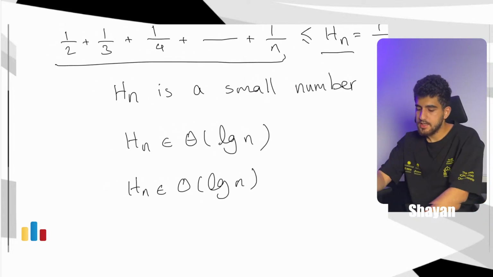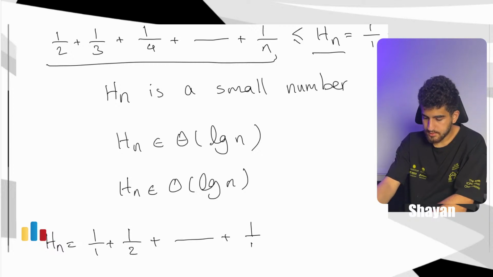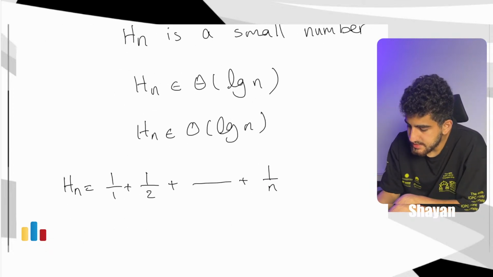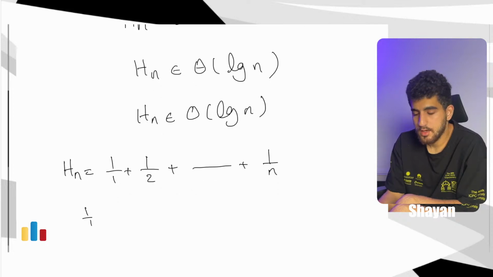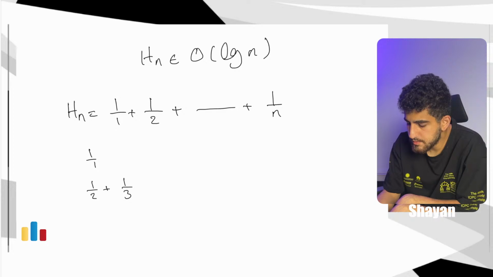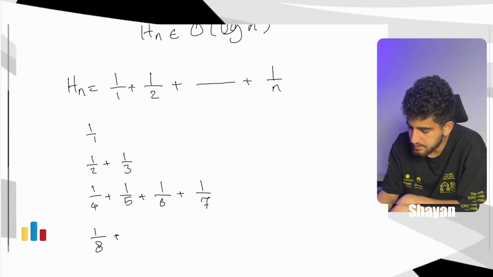How do I show that? Well, H of n is going to be equal to 1 over 1 plus 1 over 2 up to 1 over n. The point is that I can group these numbers. I can say that one group is 1 over 1. One group is 1 over 2 plus 1 over 3. One group is 1 over 4, 1 over 5, 1 over 6 and 1 over 7. One group is from 1 over 8 to 1 over 15, and so on.